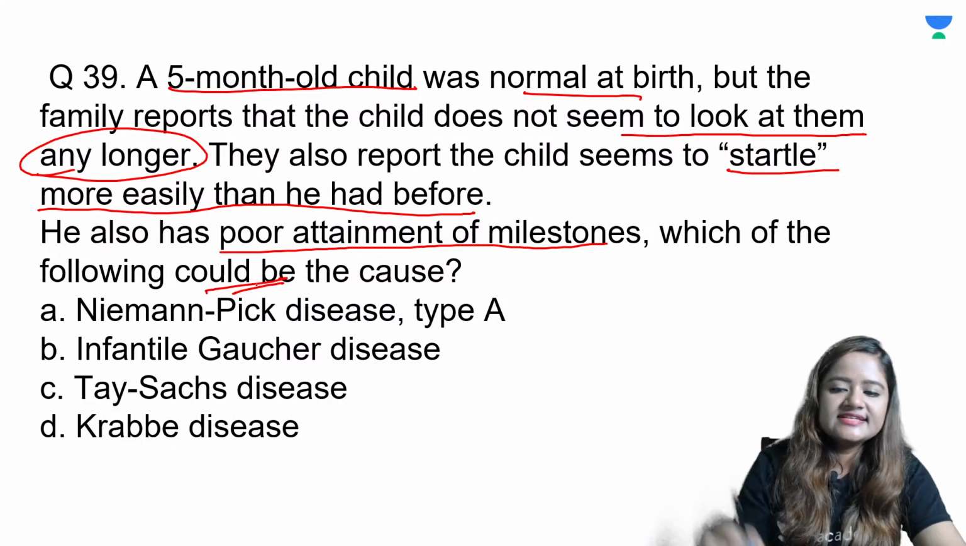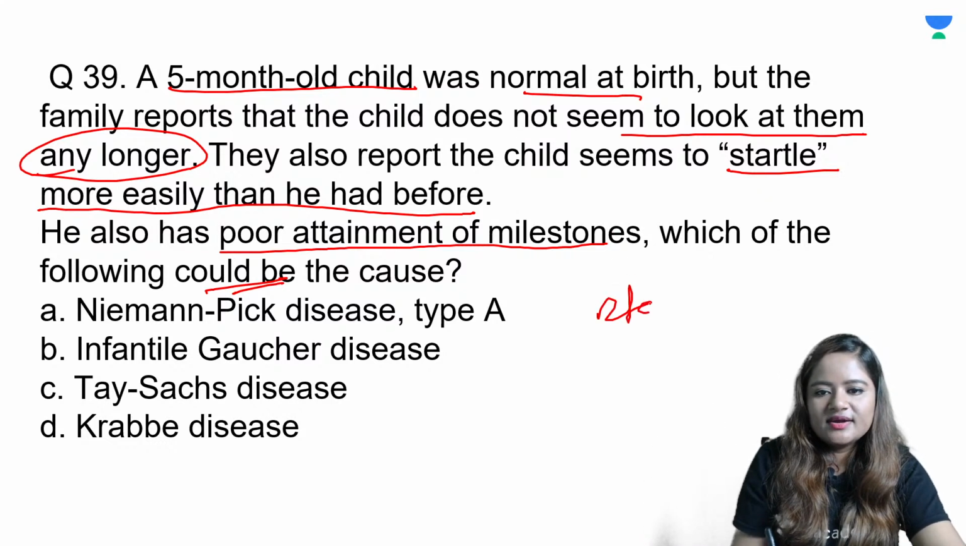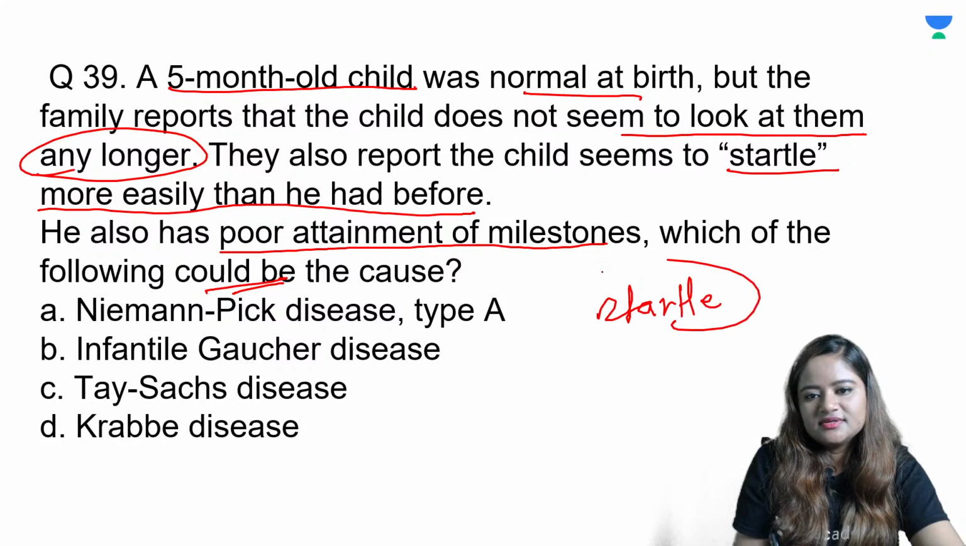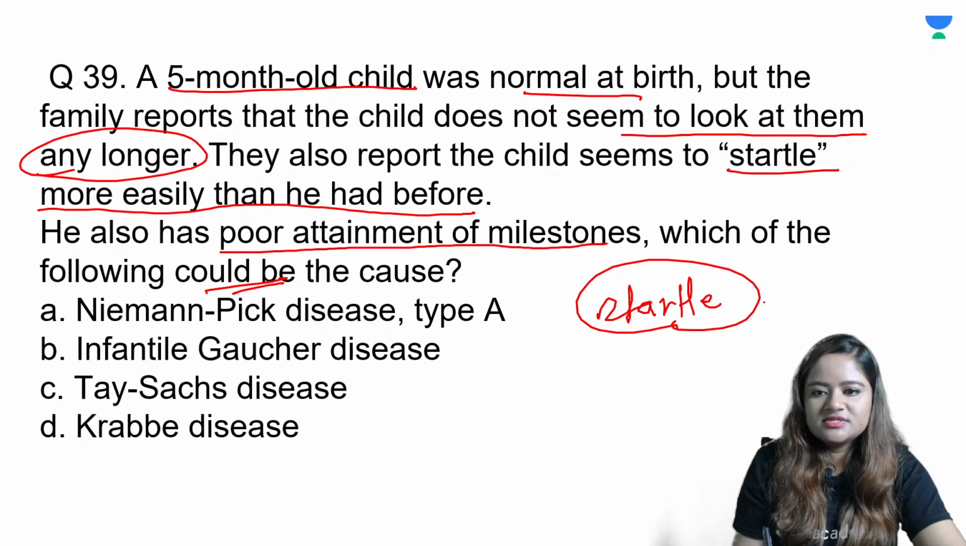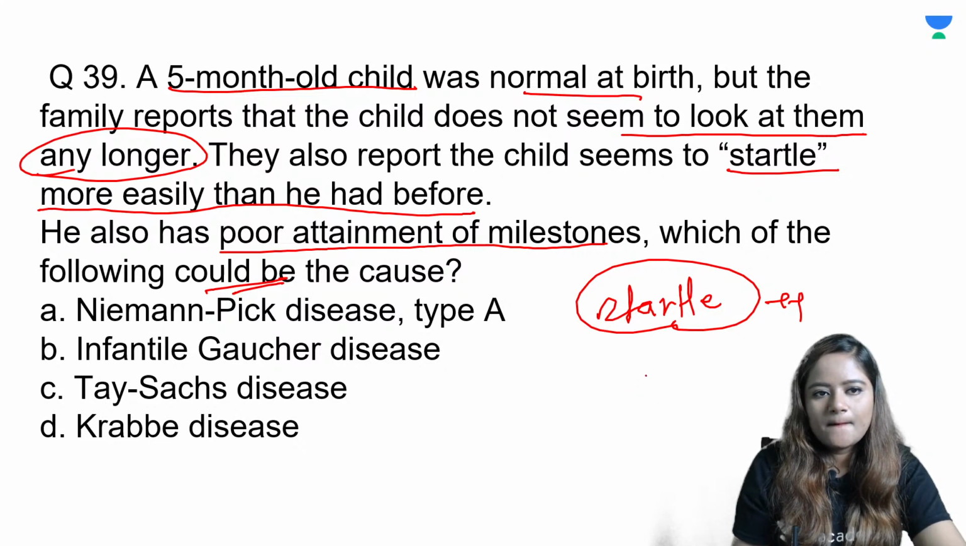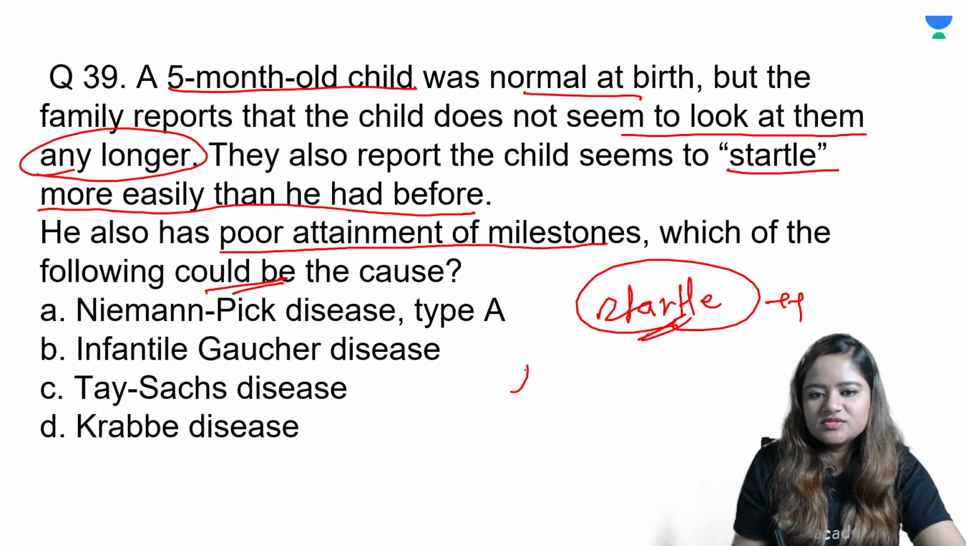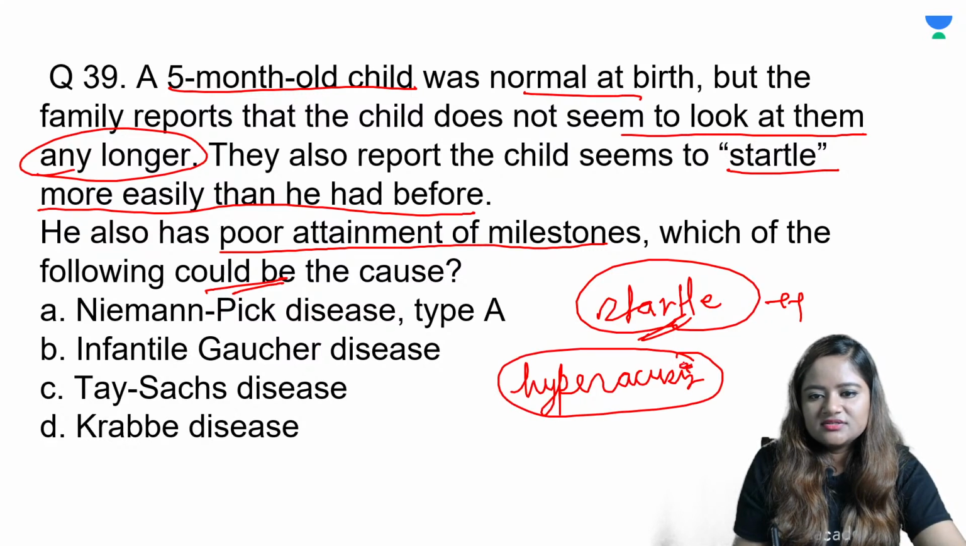Startle response is a classical finding that is seen in only one condition. It is seen in this condition. Any more responses? What does startle mean? Hyperacusis. It means if you have a loud noise, the baby is going to get a startled response. It's a very classical condition. Any other responses?